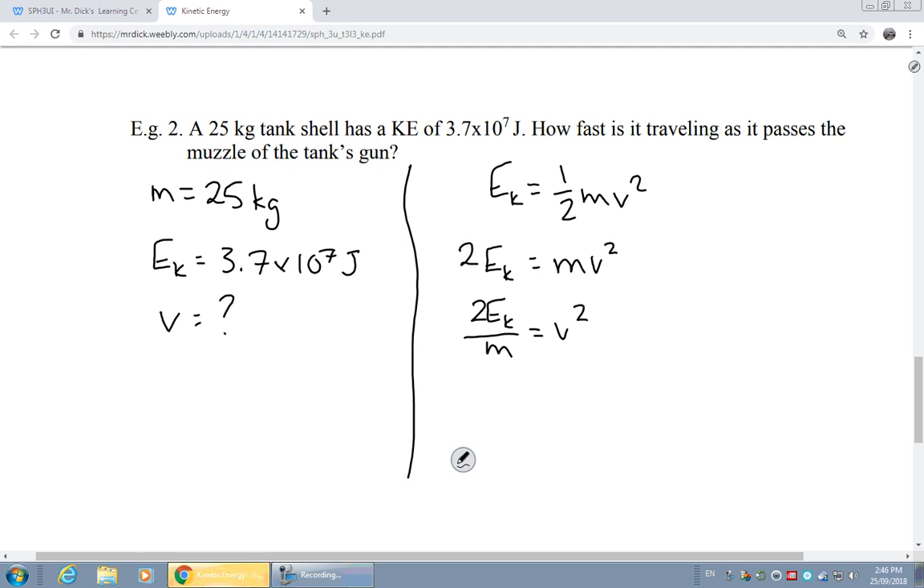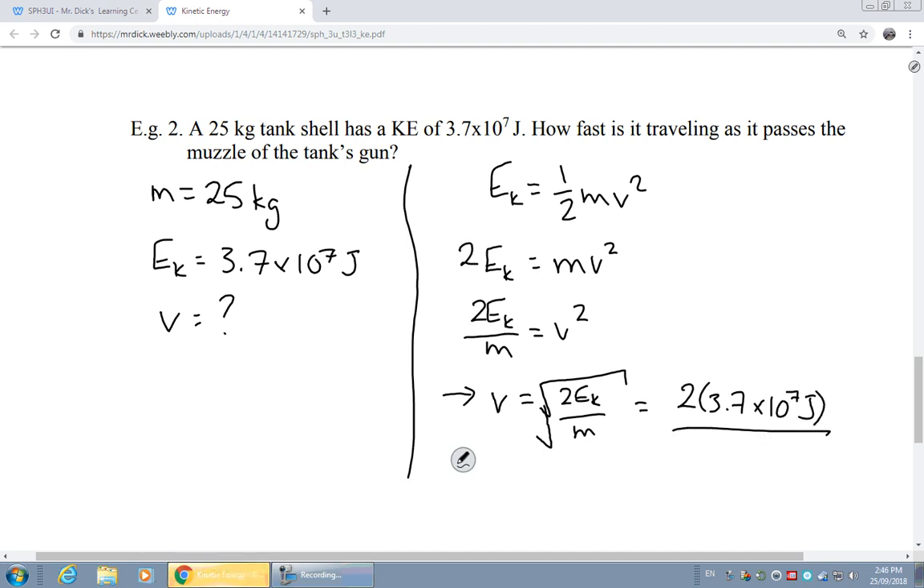If I want to write this in one overall summarized way, first of all, I'm just going to put the v on the left side. But then what I end up with on the right would be just square root of 2 multiplied by EK divided by m. And just be careful, remember that we are square rooting this entire thing. So let's plug in what we know. It's going to be 2 multiplied by 3.7 times 10 to the 7 joules divided by 25 kilograms, and then we're going to square root that entire thing.